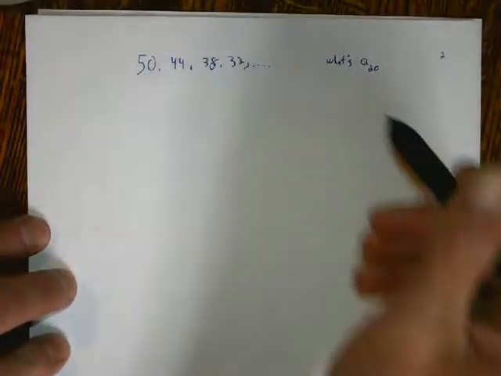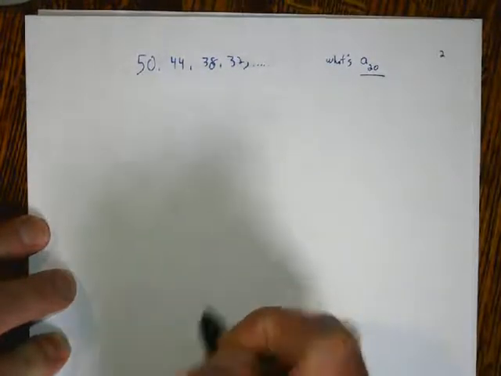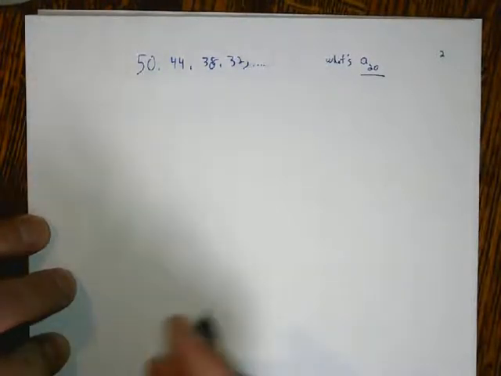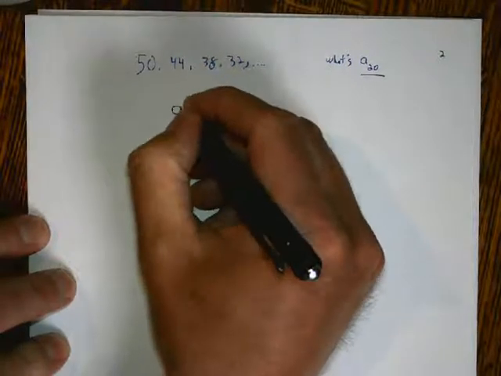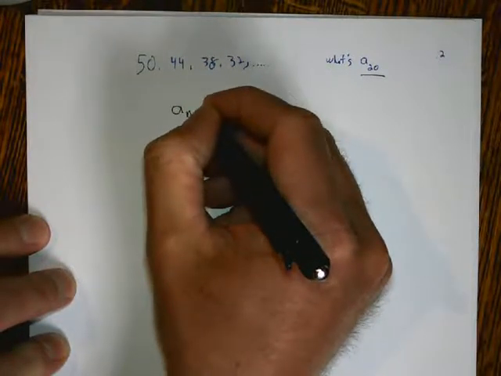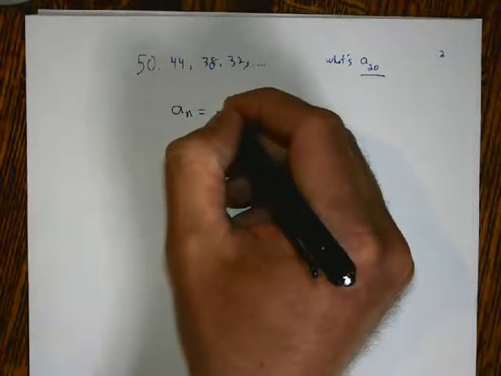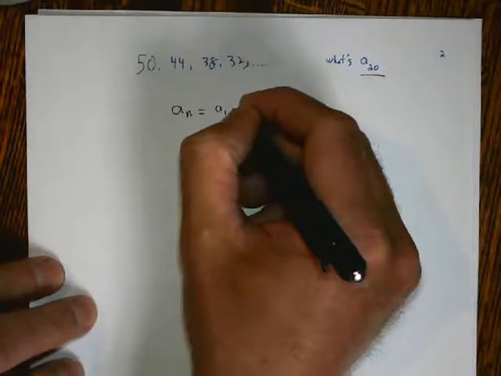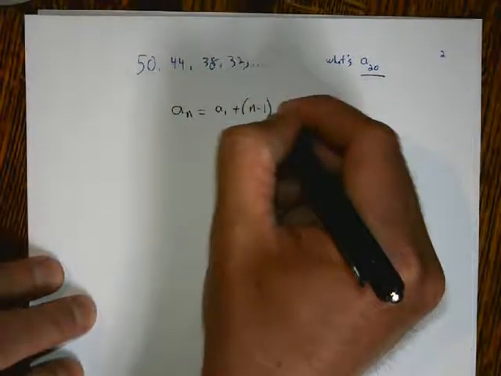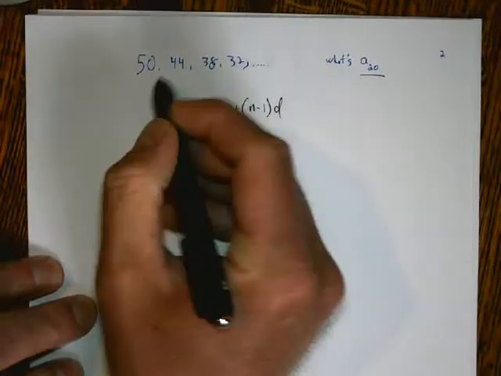Here we have another arithmetic sequence. In this case, I want to figure out the 20th term in the sequence. In order to do that, the first thing we have to do is write out the rule. The nth term of an arithmetic sequence is your first term plus n minus 1 times the common difference. We know our first term is 50.